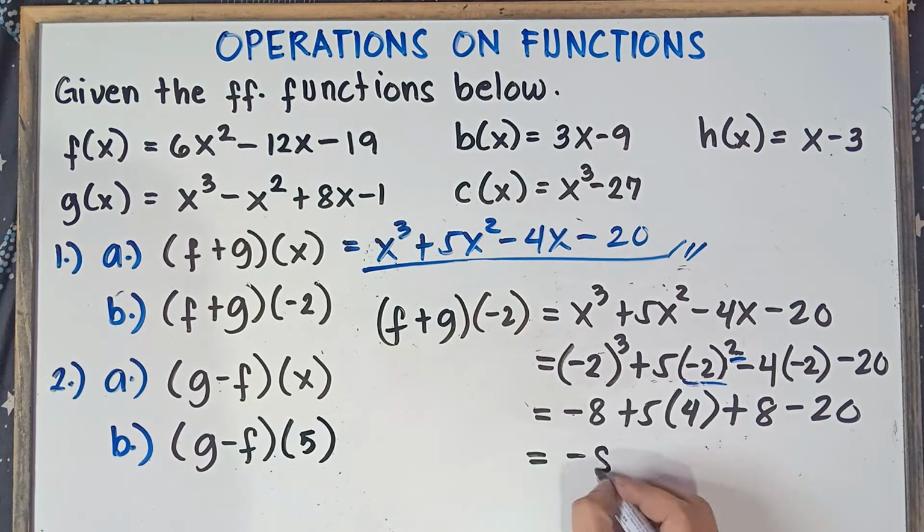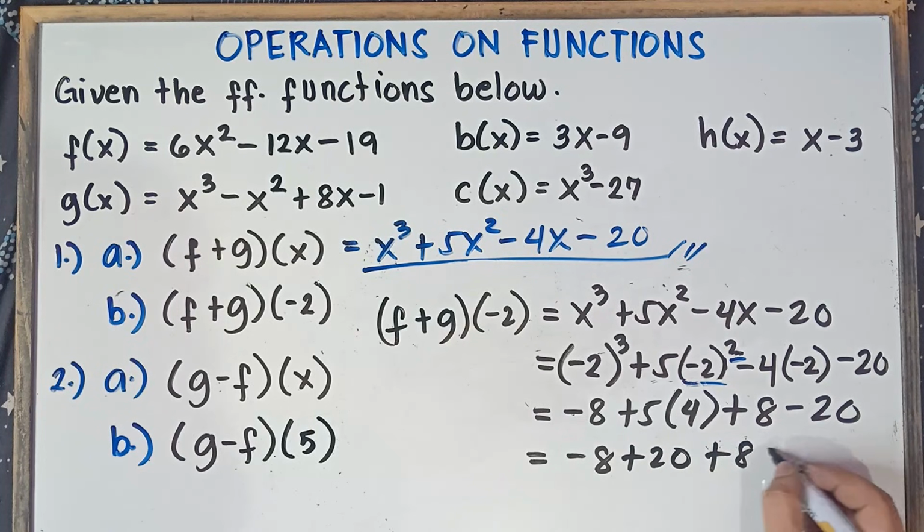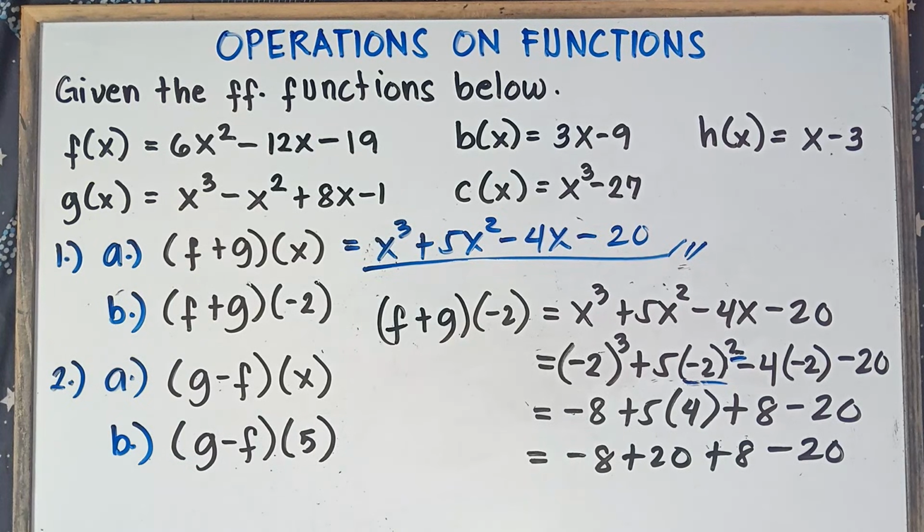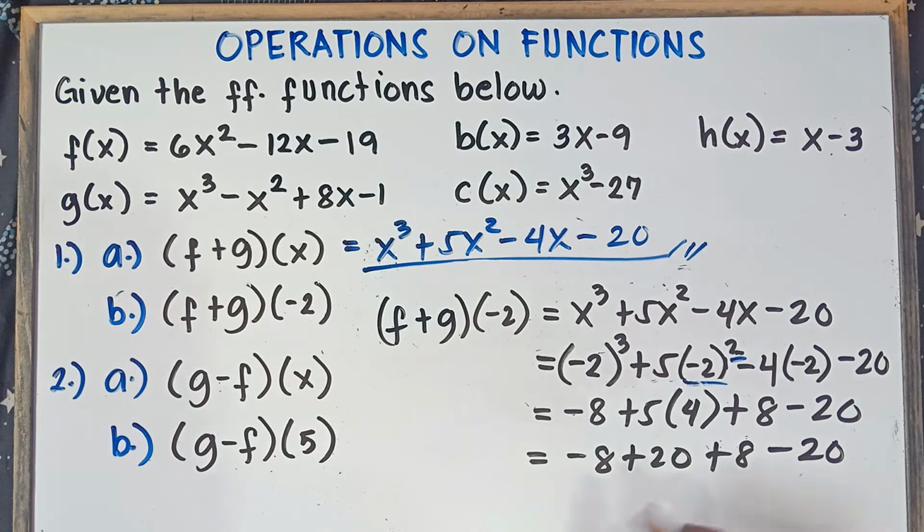So copy negative 8, then 5 times 4. Once again, do not add negative 8 and 5. Multiplication comes first, so simplify this one first. Copy negative 8. 5 times 4 would be positive 20. Copy plus 8, and then minus 20. So we can arrange this one, class, for us not to be confused. We have positive 20, positive 8, negative 8, and then negative 20.